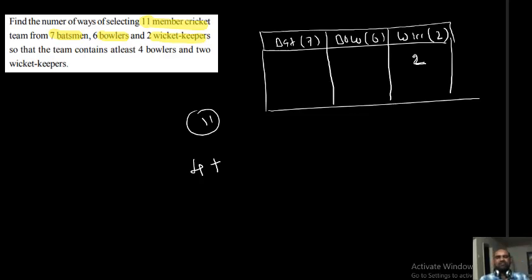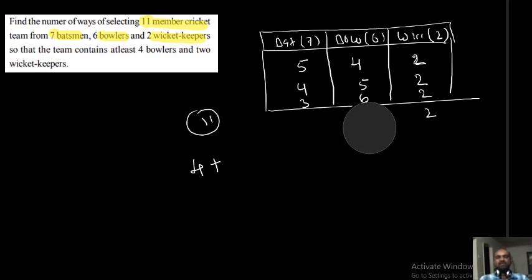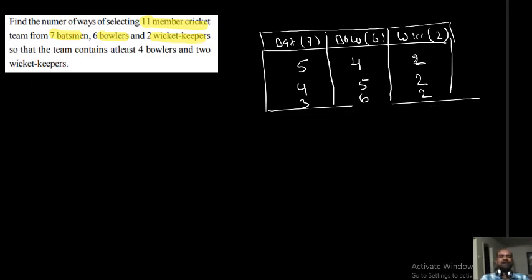So I will take the case of 4 bowlers. 4 plus 2 is 6, so 5 can be selected from batsmen. 2 wicket keepers compulsory, bowlers 4 or more. If 5 bowlers are taken, 5 plus 2 is 7, I want 11, so I choose 4 batsmen. If 6 bowlers, 6 plus 2 is 8, so 3 batsmen. Like that, with 2 wicket keepers, I can't select 7 bowlers because we have only 6 bowlers. What is the meaning of that? Selection is completed. Okay, now I want to write the possible selections.